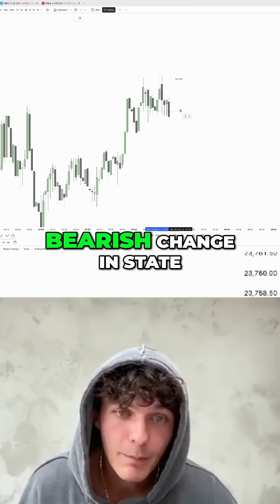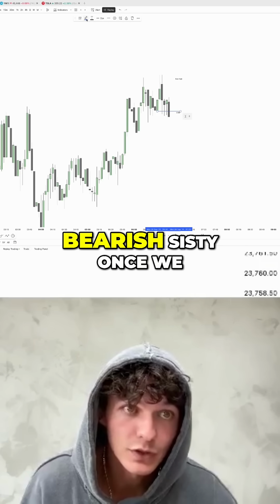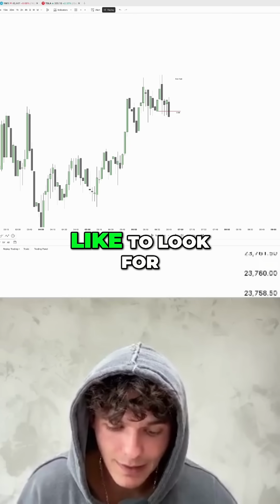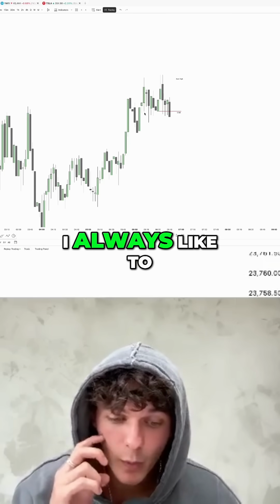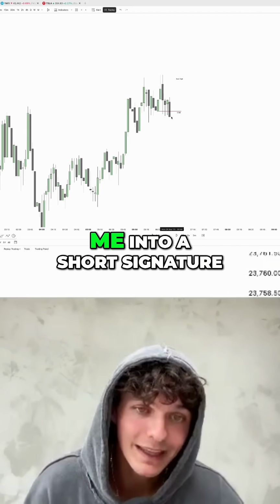It created a bearish change in state of delivery here, which I'll mark on the chart here as our bearish SISD. Once we form a bearish change in state of delivery, what do I typically like to look for in these trades? Well, when we see a bearish change in state of delivery, I always like to look to see a candle body closure below in order to signal me into a short signature.